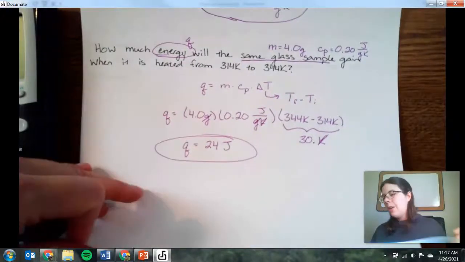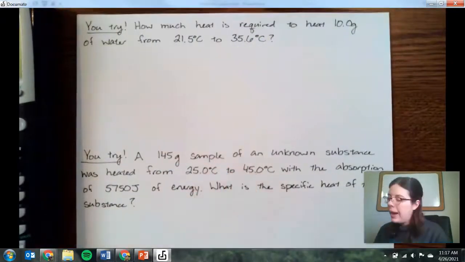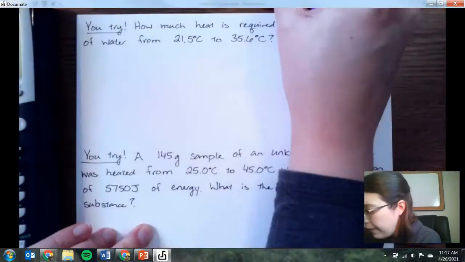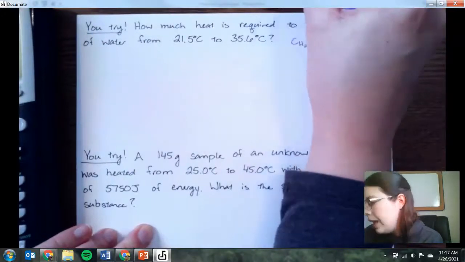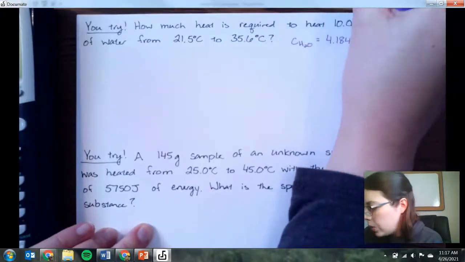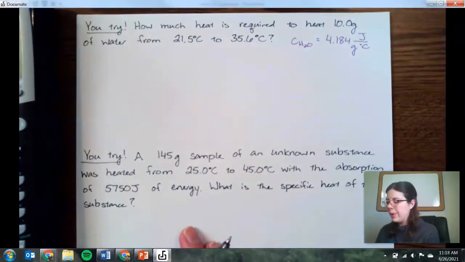Okay, so next I have actually 2 questions for you to go ahead and try on your own. So the first one asks, how much heat is required to heat 10.0 grams of water from 21.5 degrees Celsius to 35.6 degrees Celsius? One thing they don't tell you with this is the specific heat of the water, but it's in your notes. So we know that the specific heat of water, H2O, is equal to 4.184 joules per gram degrees Celsius. Okay, so you can go ahead and use that information to solve that question.